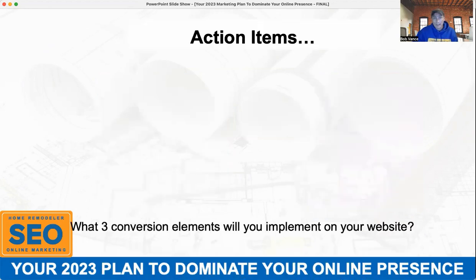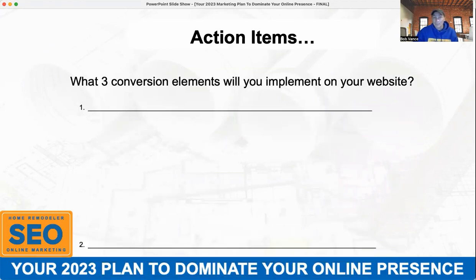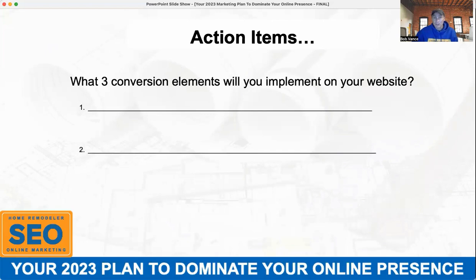just reflect on, what are the 3 conversion elements that you will implement on your website? I talked about a lot of different things you can do, but at a minimum, maybe it's adding some more personality and authenticity. Maybe it's making sure your online reviews and testimonials are displayed more prominently on your website. So I'd love to hear from a handful of you in chat. I want you to write this down, because otherwise, what's the point of being on here, if you're not going to implement these things? So what are 3 things that you might implement to make sure your website can convert at the highest level possible.